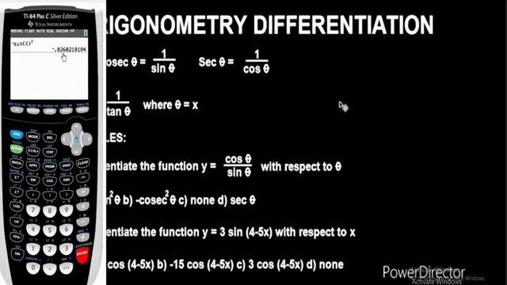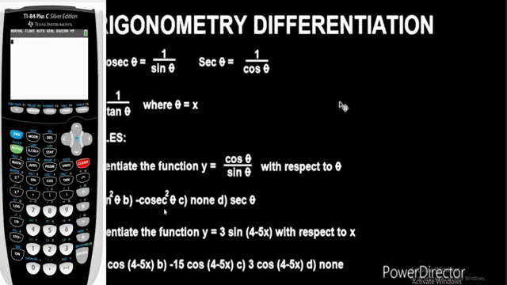We got minus 1.209. Okay, so let's check option B and see what that's going to give us. Let's clear this. So option B says minus cosec square theta.